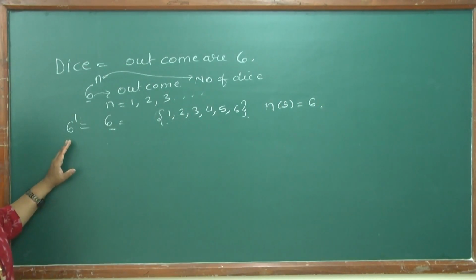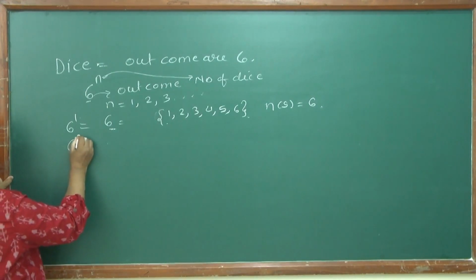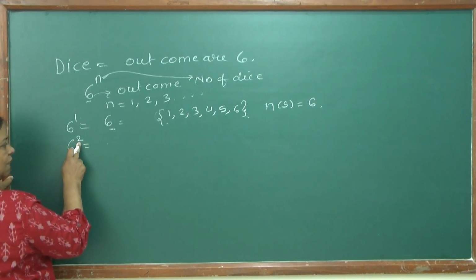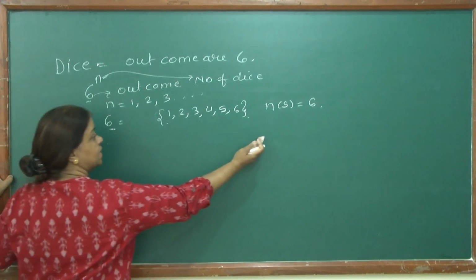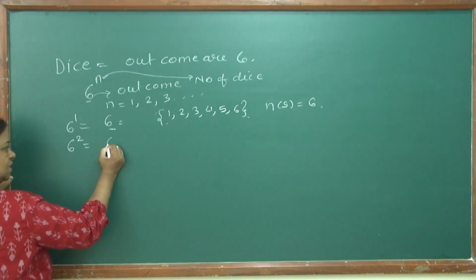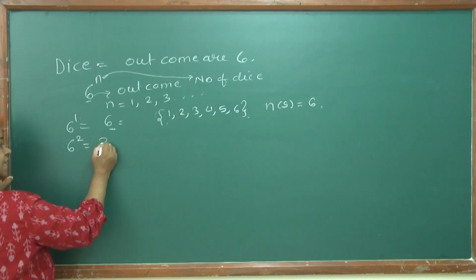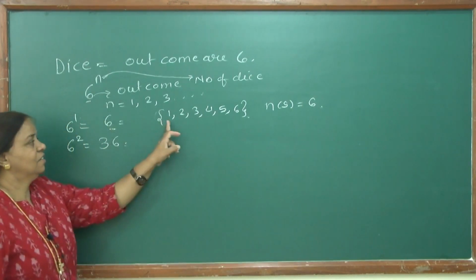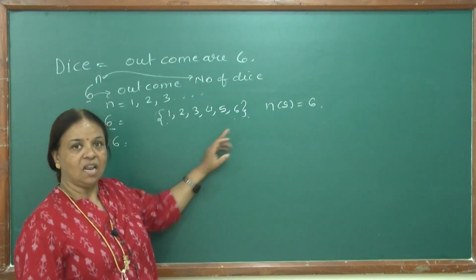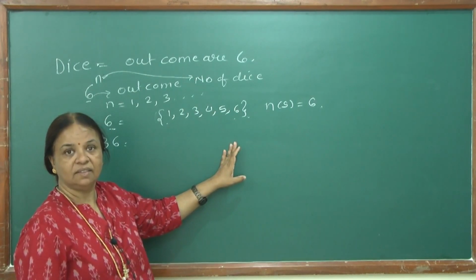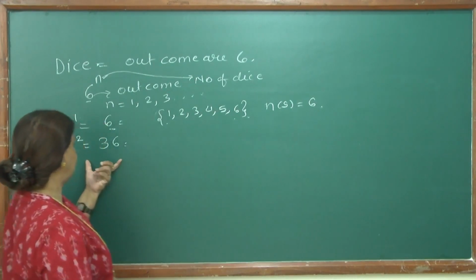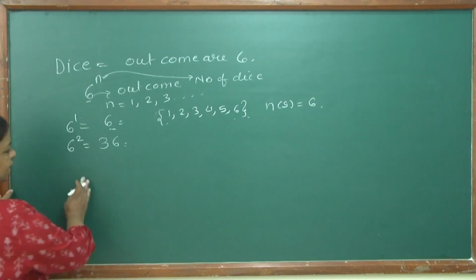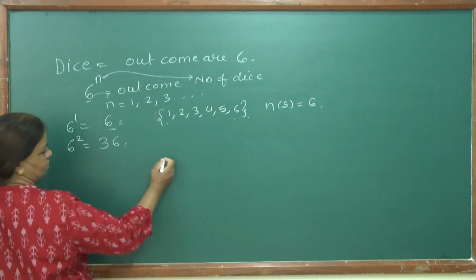In case if 2 dies are thrown, outcome and 2 dies, then what will be the sample space? 6 raised to 2 means 36. So this was easy to write. 1, 2, 3, 4, 5, 6. How to write 36? That becomes difficult. That there is a way of writing. One trick is there, children.